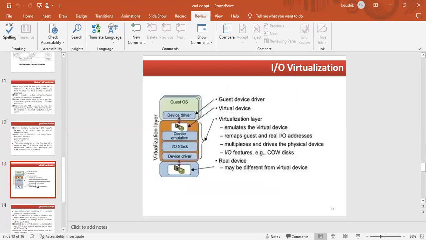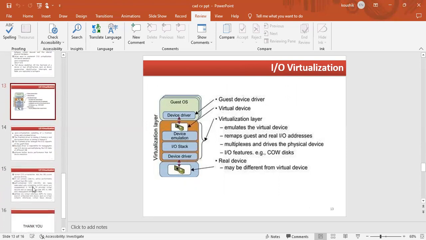So this is a diagram of the virtualization layer, where we have the guest device driver, the virtual device, which the virtualization layer manages, and a real device.